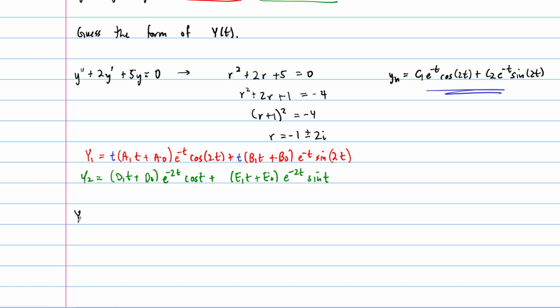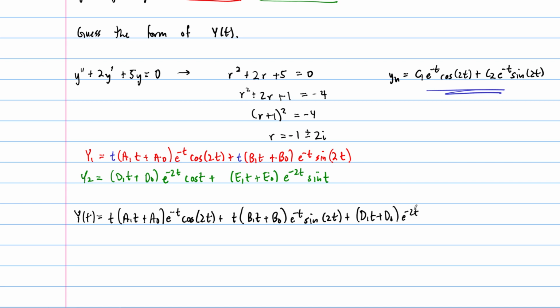So we add these together. Our total guess of y of t is going to be t times (a1 t plus a0) e to the minus t cosine of 2t, plus t times (b1 t plus b0) e to the minus t sine of 2t, plus (d1 t plus d0) e to the minus 2t cosine of t. We didn't have to multiply by t here because this is not one of the homogeneous solutions. And then finally (e1 t plus e0) e to the minus 2t sine of t.